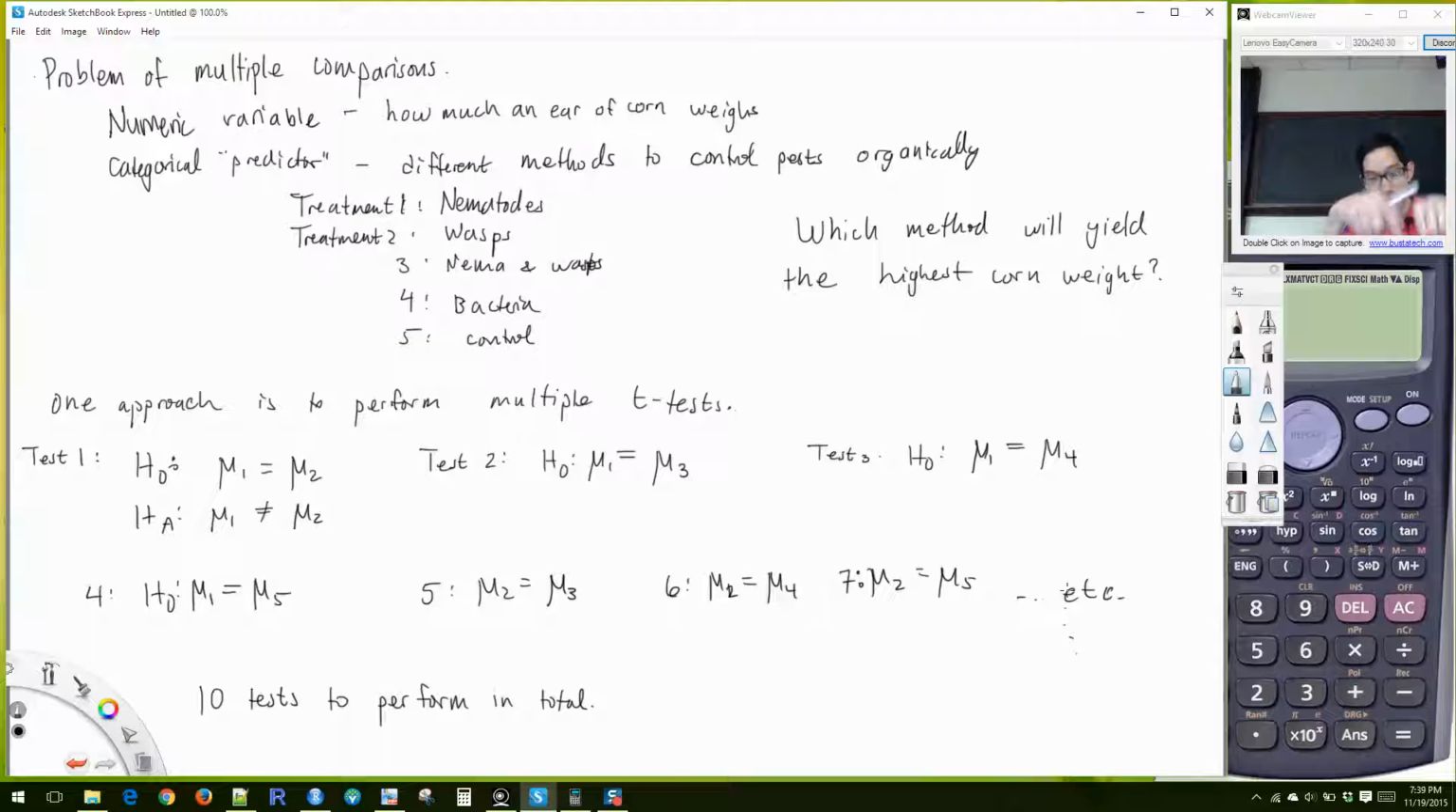You just say 1 versus 2, 2 versus 3, 3 versus 4, etc., etc. You just list all of these out, and the computer can do them quickly. You can say, oh, my p-value here is significant, therefore it's different. My p-value here is insignificant, therefore it's not different. Do we have any problems here, though?